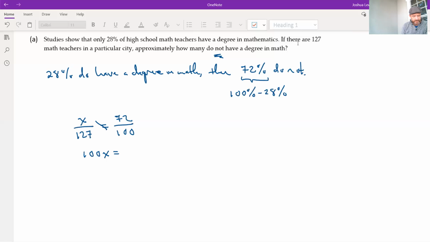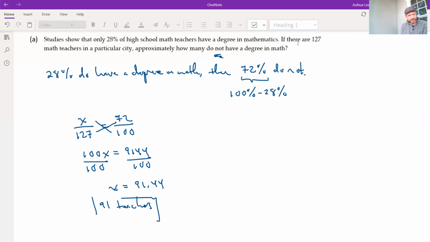72 times 127 is 9,144. Divide by 100. And we're going to get 91.44. So we'll say about 91 teachers who teach math of those 127 total do not have a degree in math. Okay.